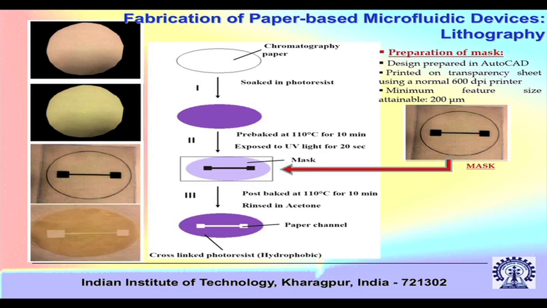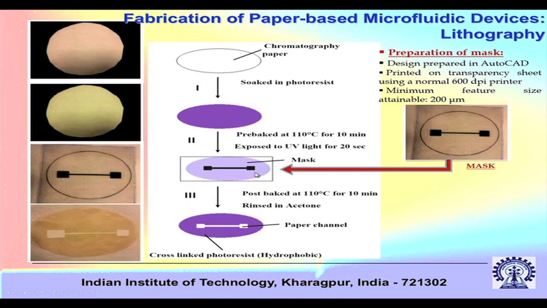You can, for example, soak chromatography paper with a photoresist, and then you have a mask, which is a design prepared in AutoCAD and printed on a transparency sheet using a normal 600 dpi printer. With this you can have a minimum feature size of around 200 micron. For this you do not actually require a clean room based process, it is just a lithography process. It is pre-baked at 110 degrees centigrade for around 10 minutes and exposed to UV light.